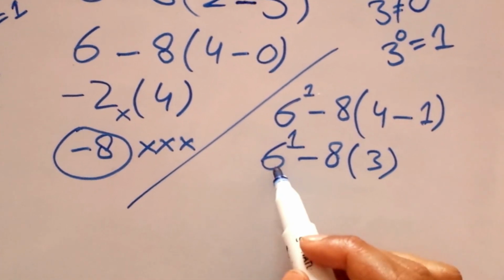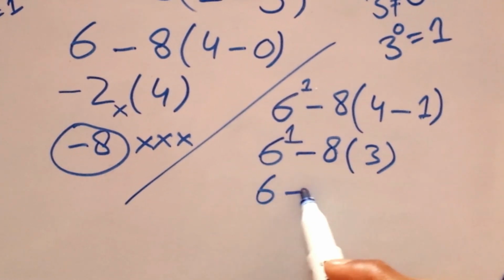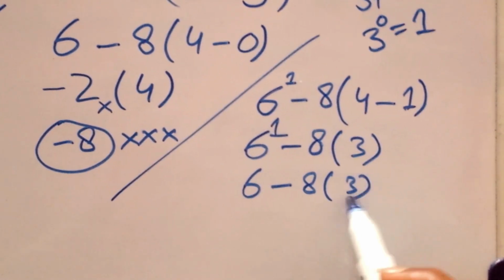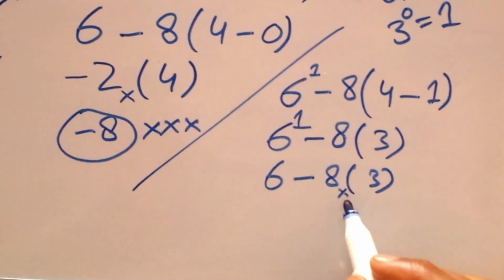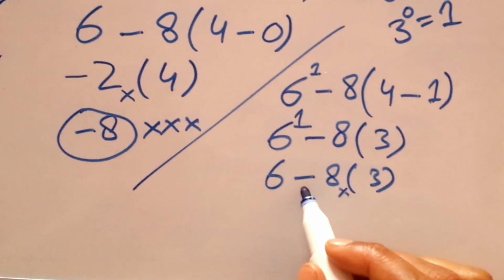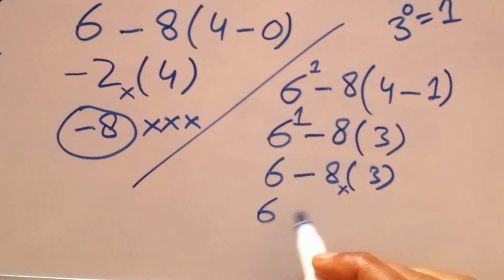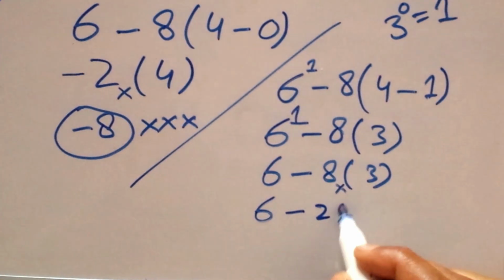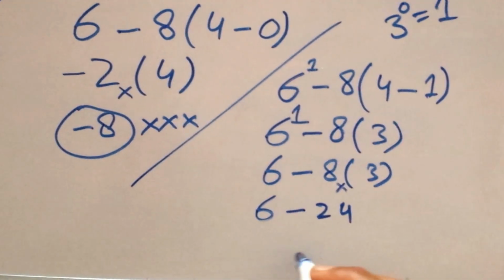Now exponent. 6 to the power of 1 equals 6, minus 8 and 3. Now here is multiply. Multiplication must be done before subtraction. So 8 times 3 equals 24, and 6 minus 24 equals minus 18.